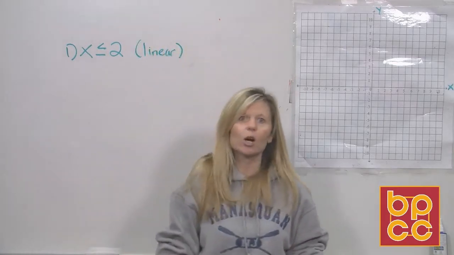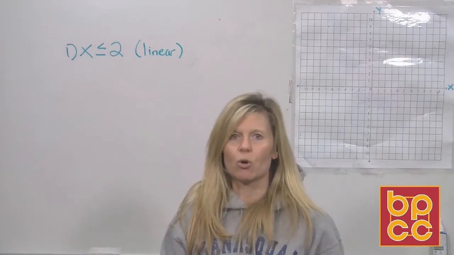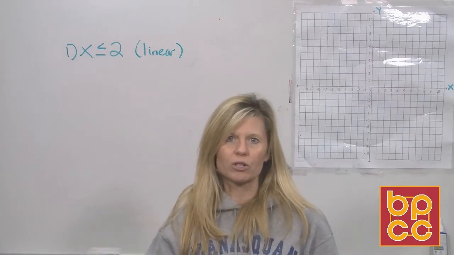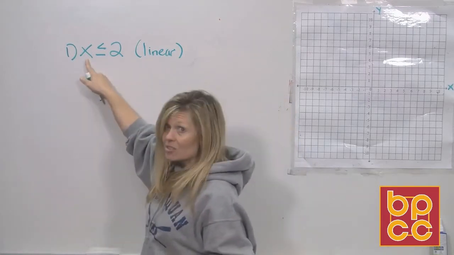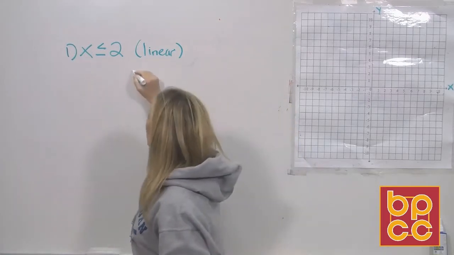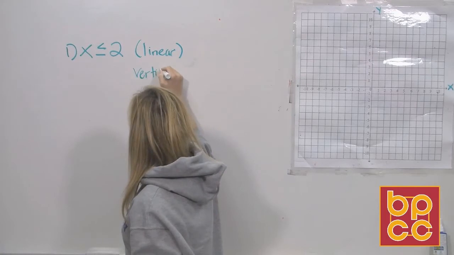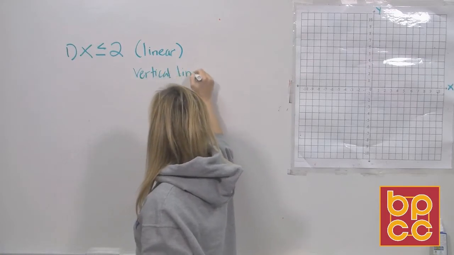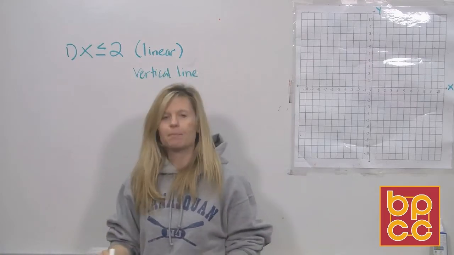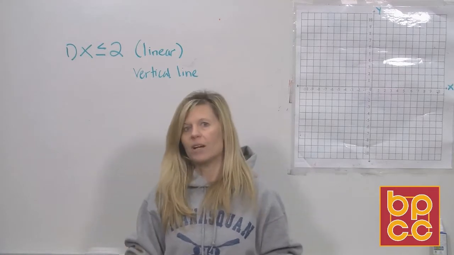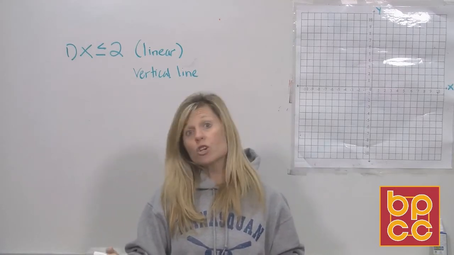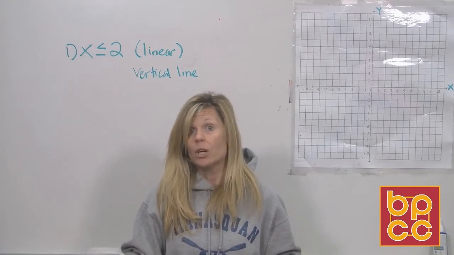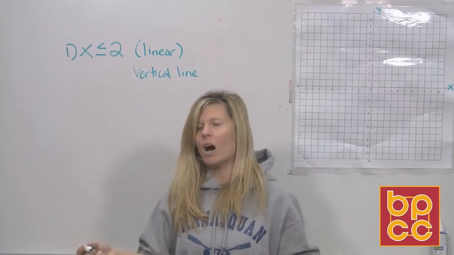If it's linear, then which type of line am I asking you to draw? Horizontal, vertical, or diagonal? This is a memorized fact. If it's x equals, it's a vertical line. So now you have to think back to our previous modules. How do you graph a vertical line? You just read the equation. So now we're just going to read the inequality.